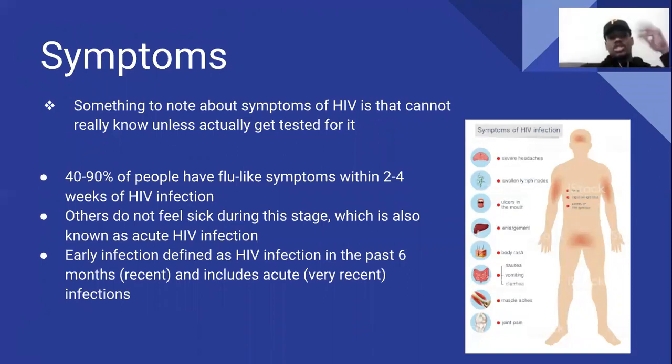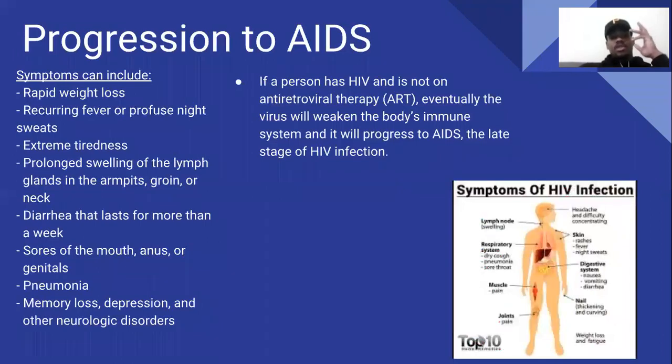Now, to the progression to AIDS. If you have HIV and you are not on ART, eventually the virus will weaken your body's immune system and you will progress to AIDS, the late stage of HIV infection. Symptoms of this can include rapid weight loss, recurring fevers or profuse night sweats, extreme and unexplained tiredness, sores of the mouth, anus, or genitals, memory loss, depression, and other neurological disorders, and the list also continues.